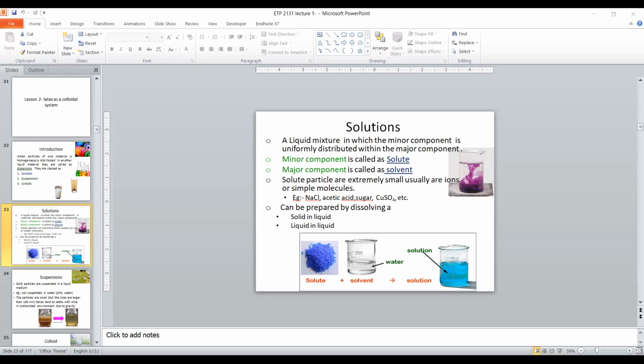Rubber, you all have learned. What is occurring in rubber? With time, what happened?